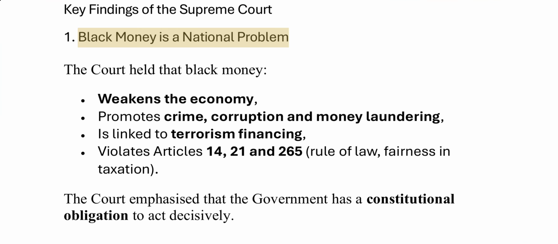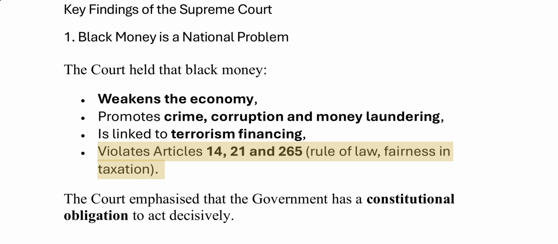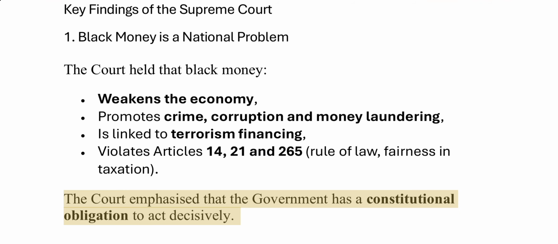Key findings of the Supreme Court. 1. Black money is a national problem. The court held that black money weakens the economy, promotes crime, corruption and money laundering, is linked to terrorism financing, and violates Articles 14, 21 and 265, rule of law, and fairness in taxation. The court emphasized that the government has a constitutional obligation to act decisively.